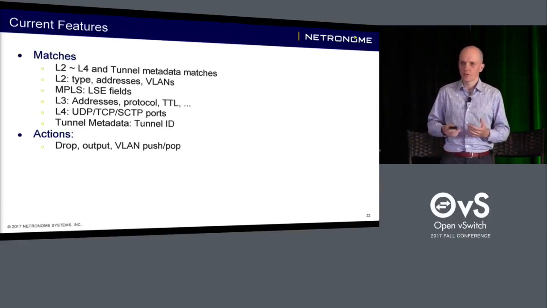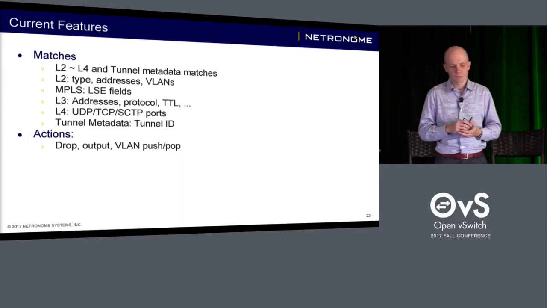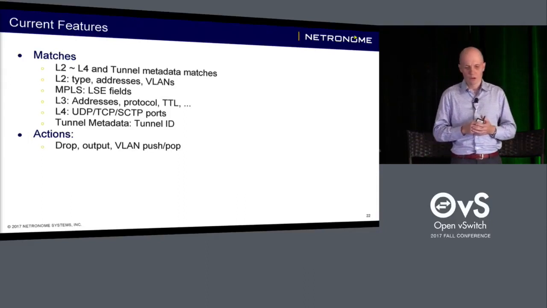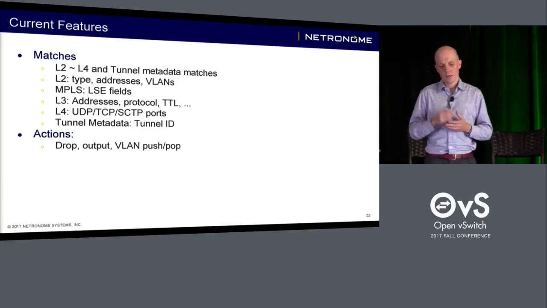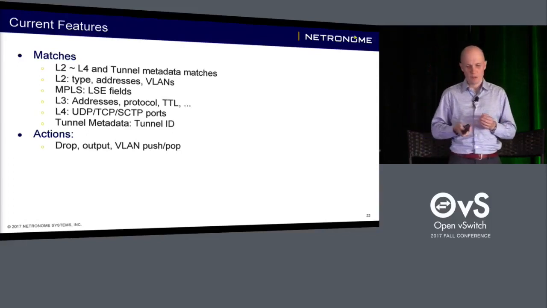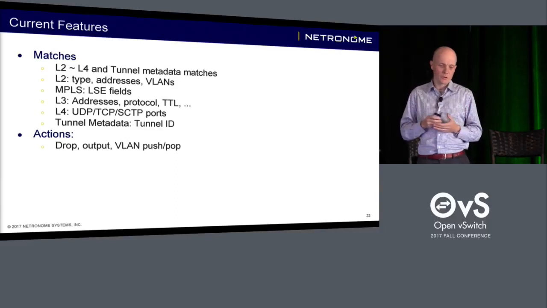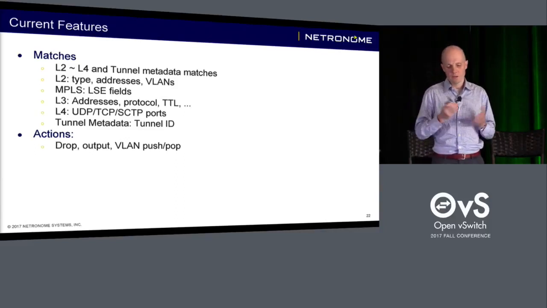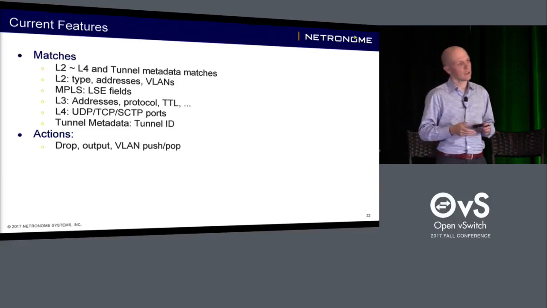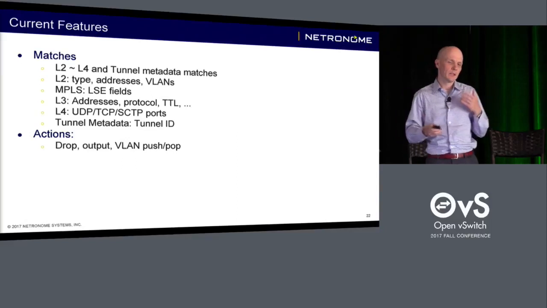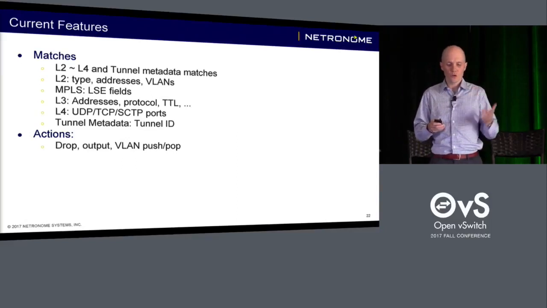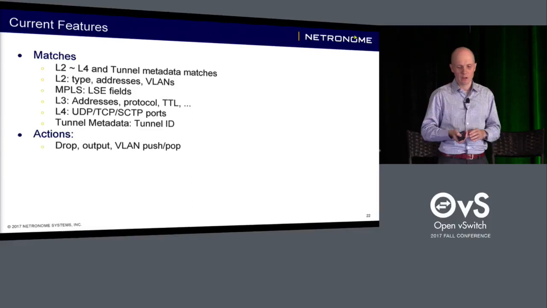So the current feature set, what's implemented as of about now, we can match on L2 through L4 fields, and also tunnel metadata. Sorry, this slide seems to have some duplicate information. And the actions, as I listed earlier, we can do things like drop and output and VLAN. There are some limitations here. We can only currently output to one port, but this limitation can easily be lifted.